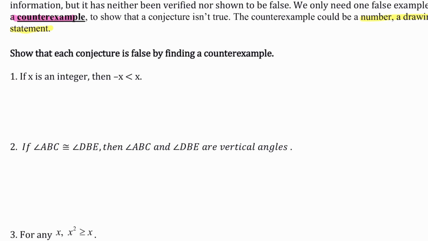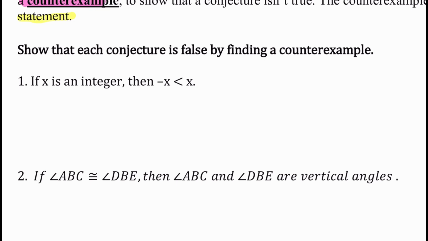So now what we're going to do is show that each conjecture is false by finding a counterexample. Number one, if x is an integer, then negative x is less than x. Now, whenever I'm looking at a conjecture, what I want to do first is look at the hypothesis. This is our hypothesis, which I can assume true.